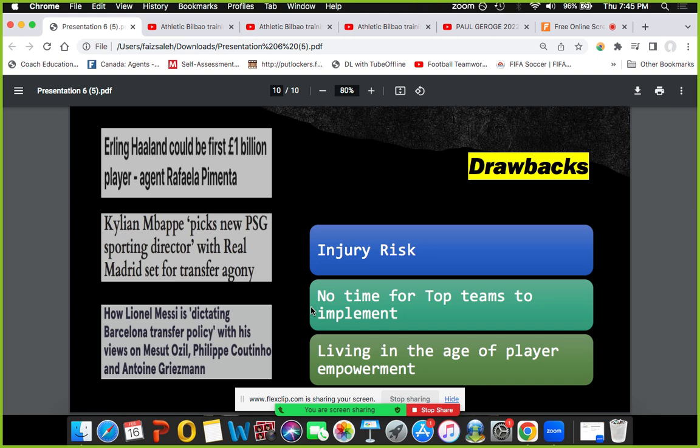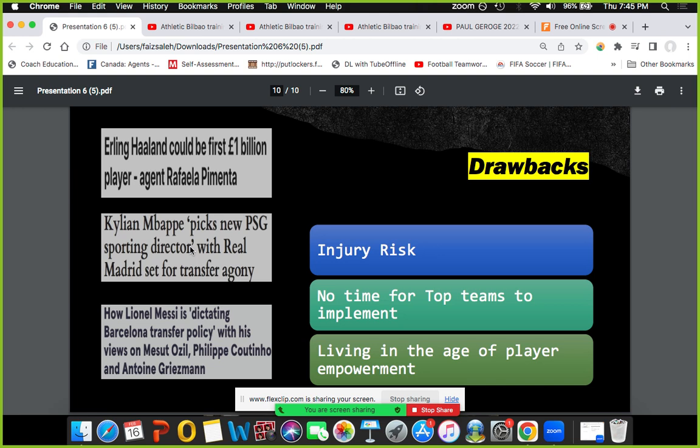And there may be pushback, especially in the bigger teams. For example, if you look at this headline article saying that, according to his agent, Erling Haaland could be worth $1 billion. When you're looking at a player as an asset for these clubs, worth $1 billion, do you really want to run him into the ground by training him at such a high intensity during the training session and risk injuries during the game? I don't know. That's something you're going to have to consider.